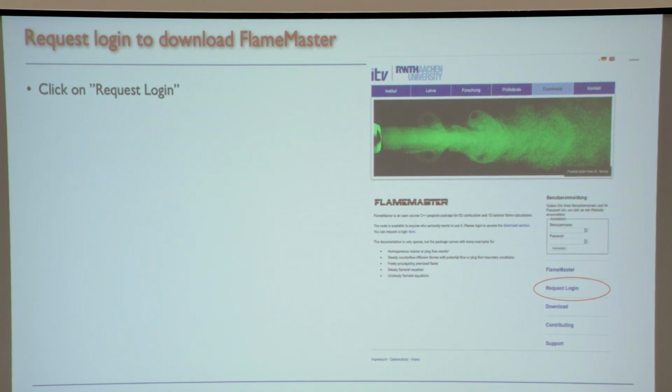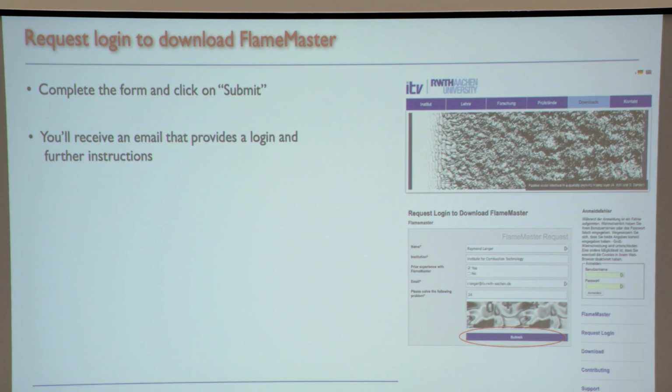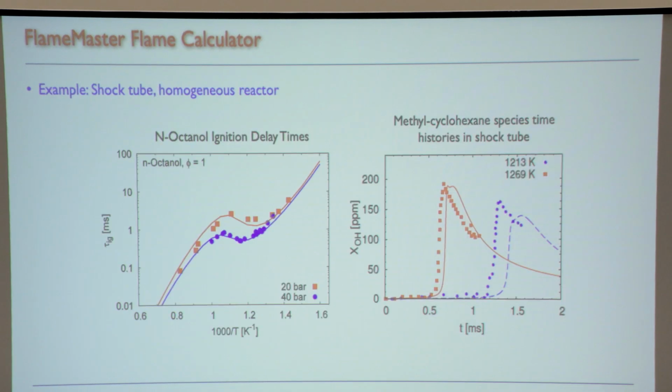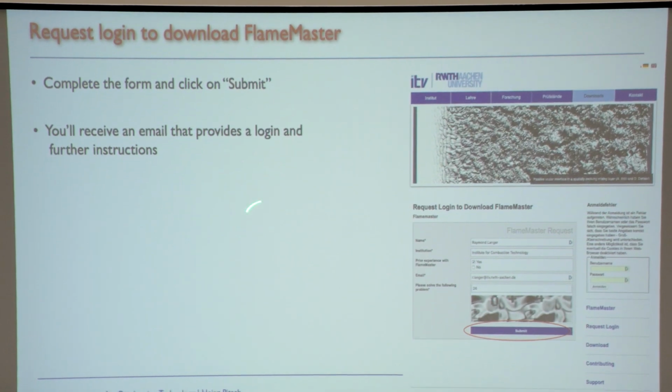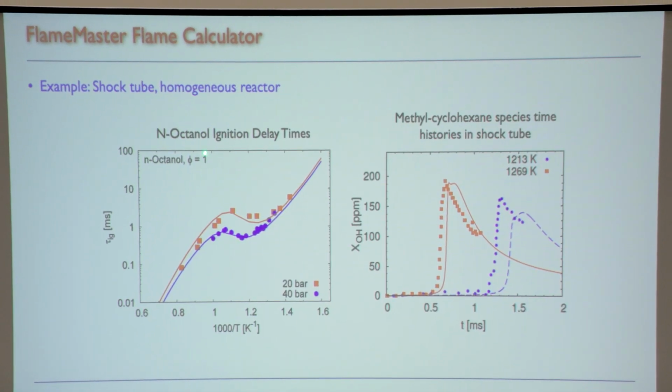You need to fill out who you are. We want to know who's using the code. And then you get a password and you can download it. And then there is a README file. Here, you fill out your name and where you're from, and then you submit, and then you get a login, and you can install it. These are just some examples.